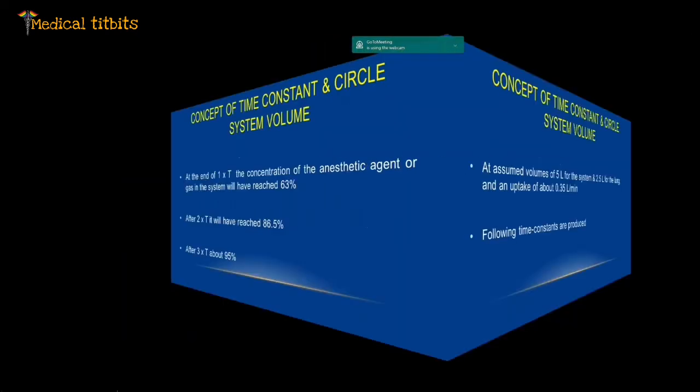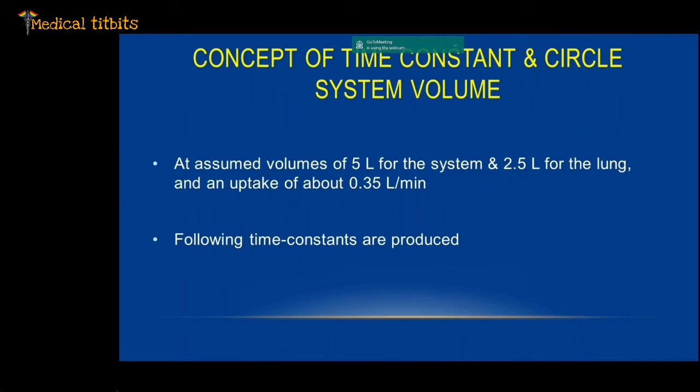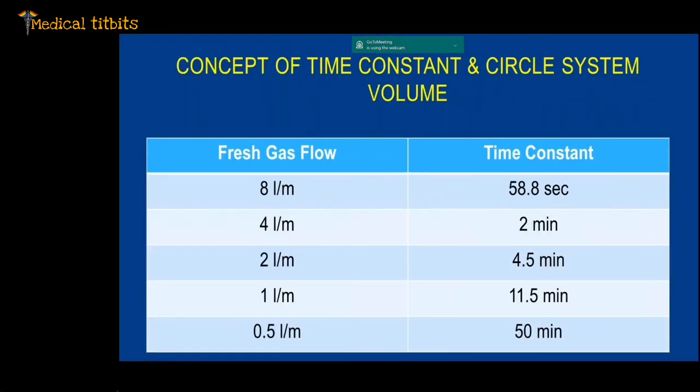Knowing this, let's calculate what really happens when you do a particular case in a 70 kilo adult patient. At assumed volumes of 5 liters for the system, the one which you are using on your machine, and 2.5 liters for the lung capacity, the vital capacity, and an uptake of about 0.35 liter per minute, you will get the following time. Fresh gas flow at 8 liters, you will get about 58.8 seconds, say about 1 minute, as time constant. At 0.5 liters, it becomes 50 minutes.